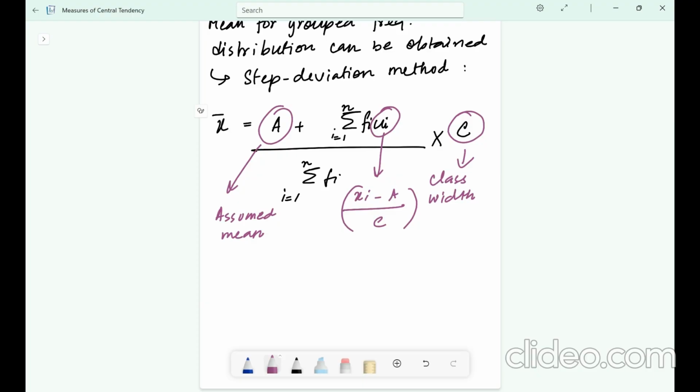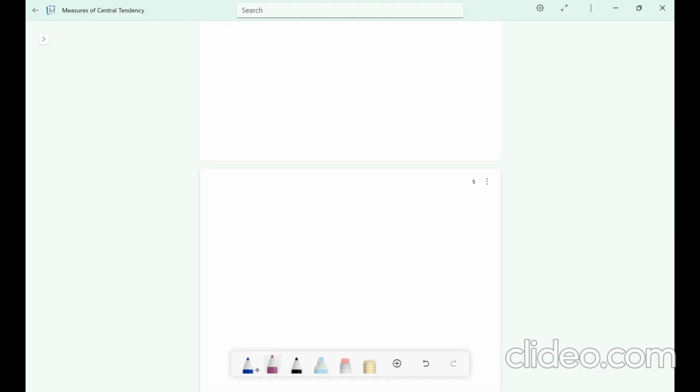All right. Now coming to the properties of arithmetic mean. First is the algebraic sum of the deviations of a set of values from their AM is equal to 0.